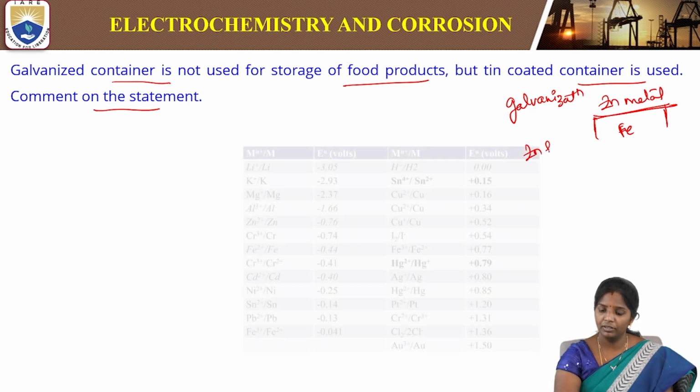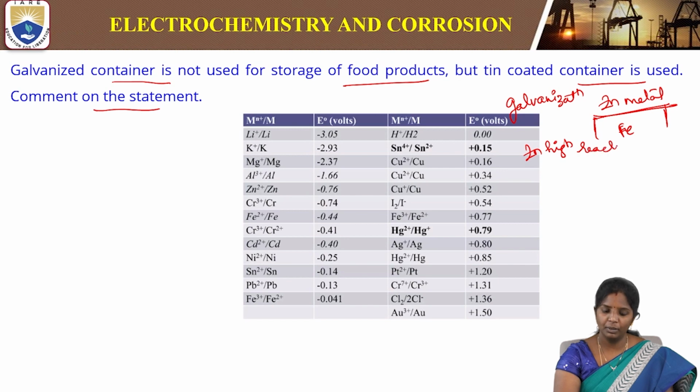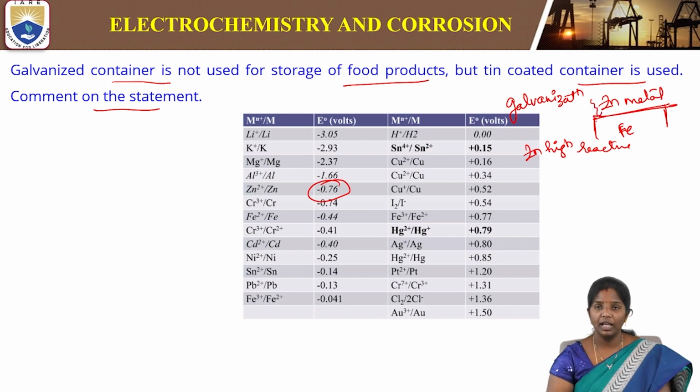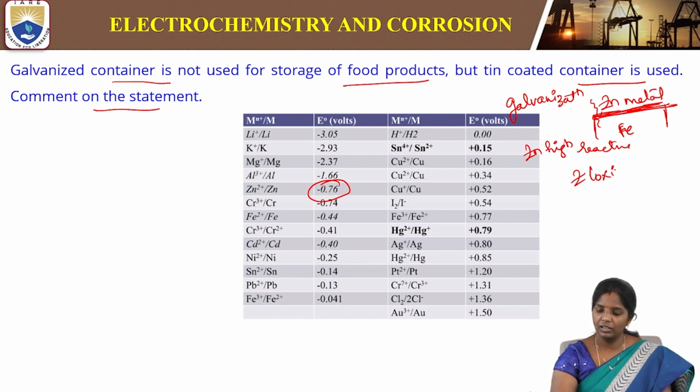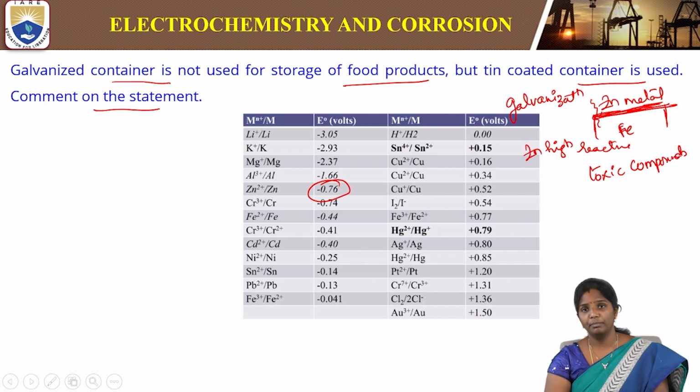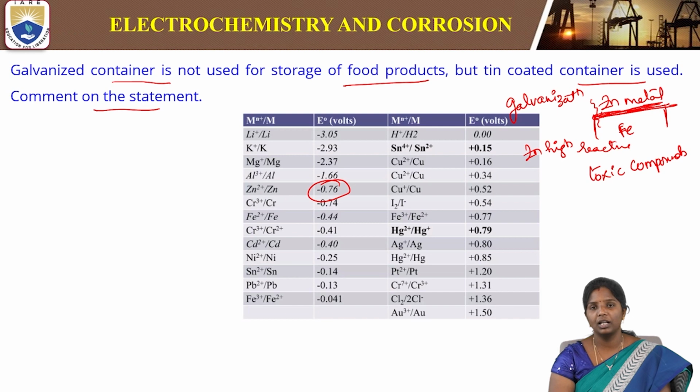Zinc is highly reactive. Why? Because if you see zinc, it is minus 0.76. So it is reactive, and it will react with the atmosphere that is present in the food. Whenever food is stored in a container coated with zinc, it will react with the zinc. It will corrode completely and dissolve, and then form toxic compounds, because it is ultimately reacting with the food material, and these toxic compounds are unhealthy for human consumption. That is why we avoid zinc coating on iron.